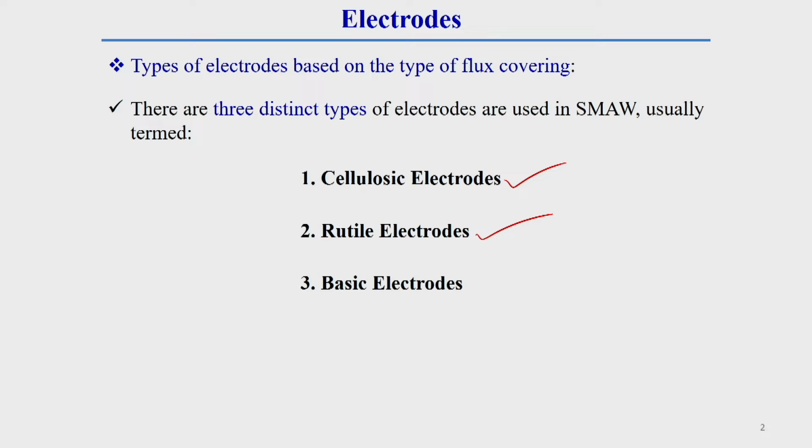What we observe generally is that the rutile electrode is a general purpose electrode. The application and the basic features of that I discussed in detail in the last lecture. I was also discussing the cellulosic electrode, which is a very good electrode, but it has some drawbacks also, because its mechanical property is good compared to the rutile electrode. And in the cellulosic electrode, what we observe is that when it is burned, it generally produces hydrogen gases.